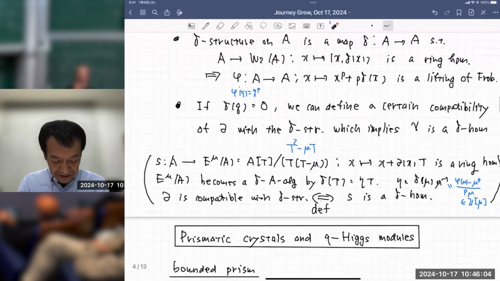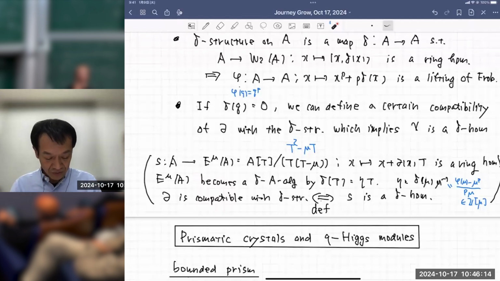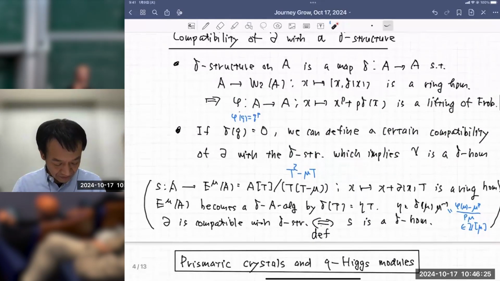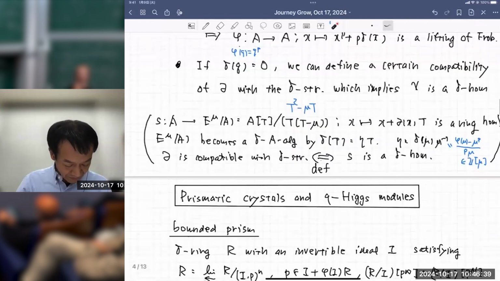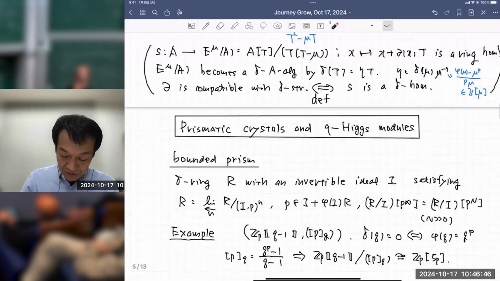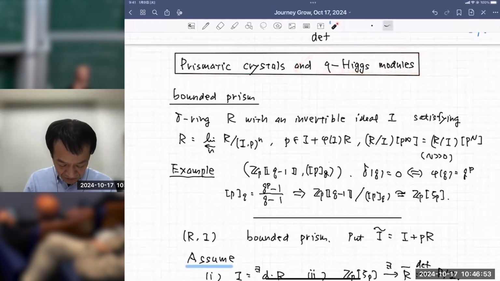And I use this description also to study the extension of mu-derivation to some étale algebra or some prismatic envelope. Okay, now I will go to prismatic crystals and q-Higgs modules. If there are any questions, is it okay? Then I will try to explain how the prismatic crystals can be described in terms of q-Higgs modules.